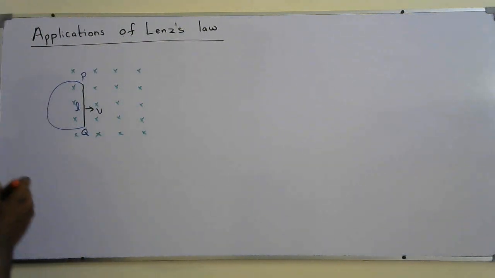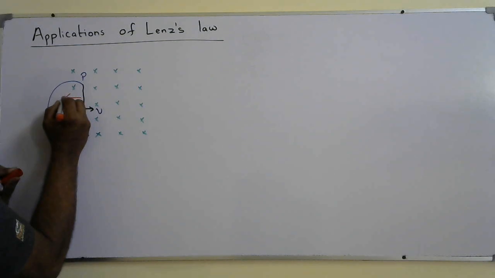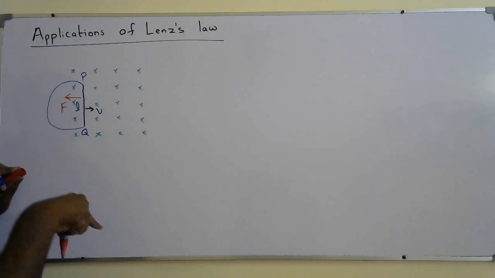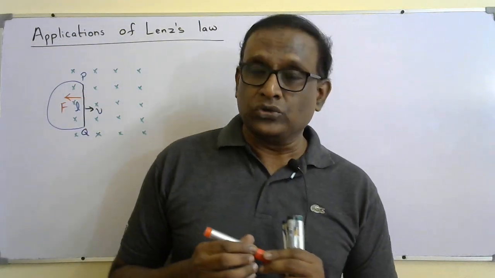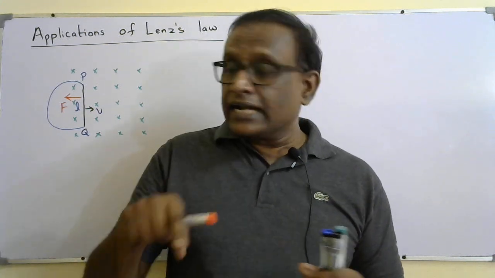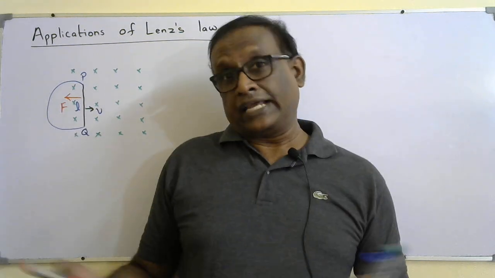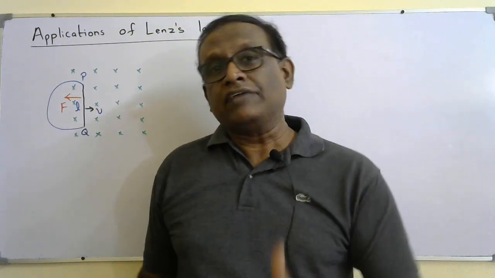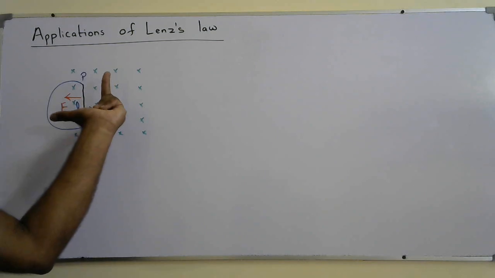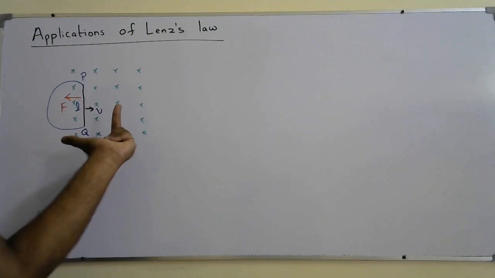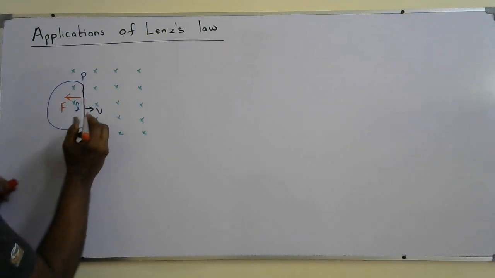The rod is moving towards the right, but the induced current should provide a force on the rod towards the left. Now I can say there is an induced current flowing on the wire PQ in the magnetic field, and that current is providing a force towards the left. Why towards the left? To oppose the motion, according to Lenz's law. Now I can use Fleming's left hand rule. If I use Fleming's left hand rule, the magnetic field is into the board. Force is towards the left, which means the induced current should flow on the rod from Q to P.